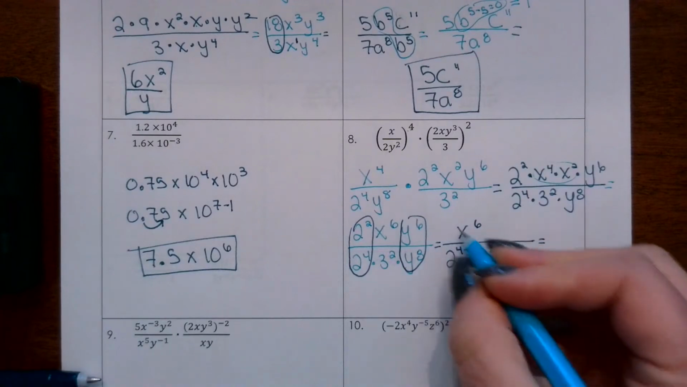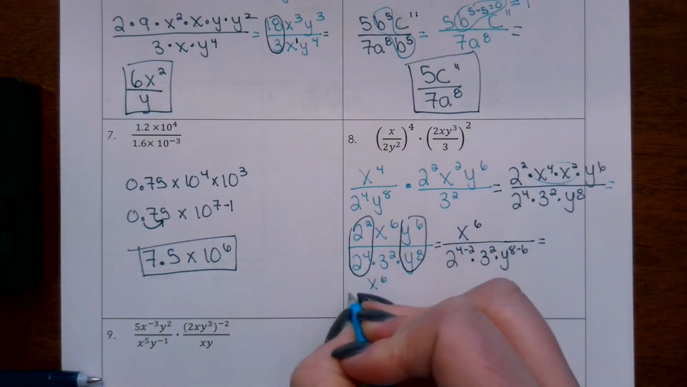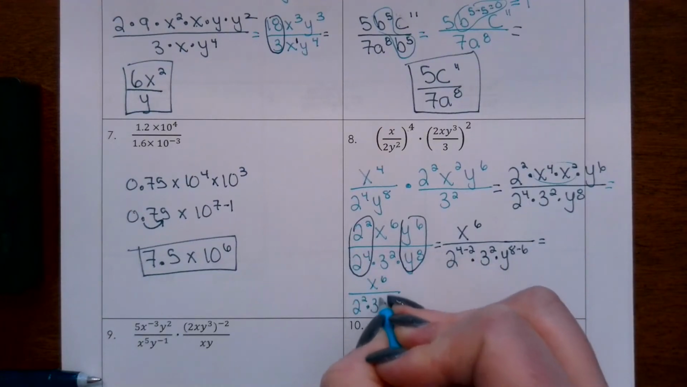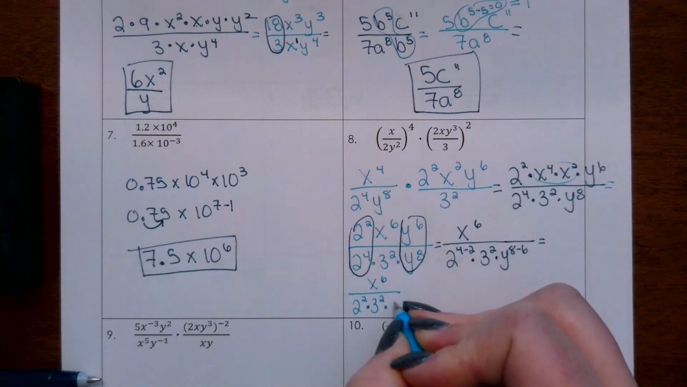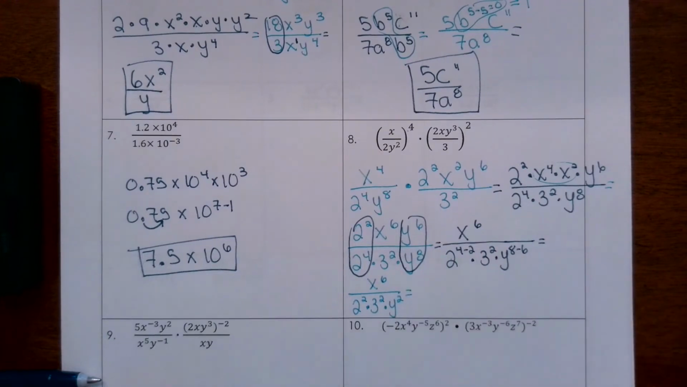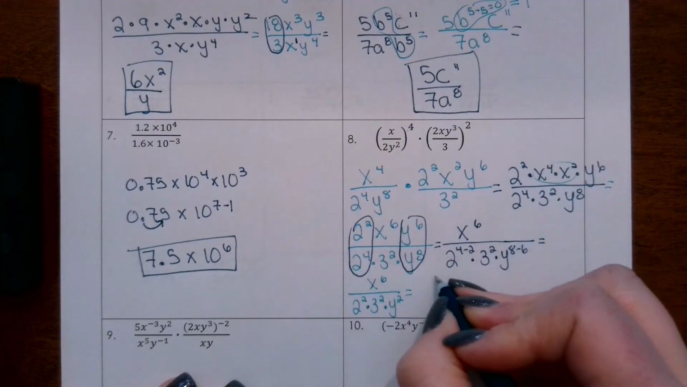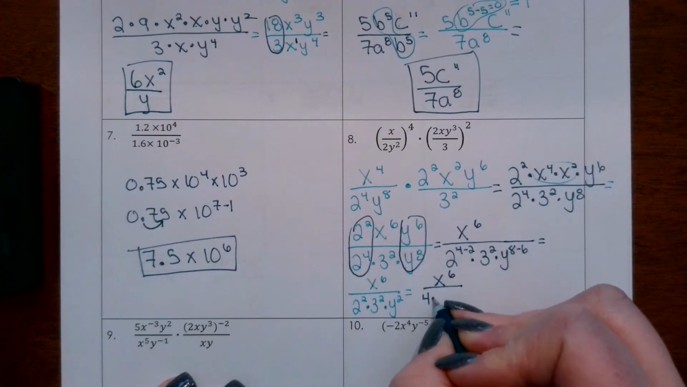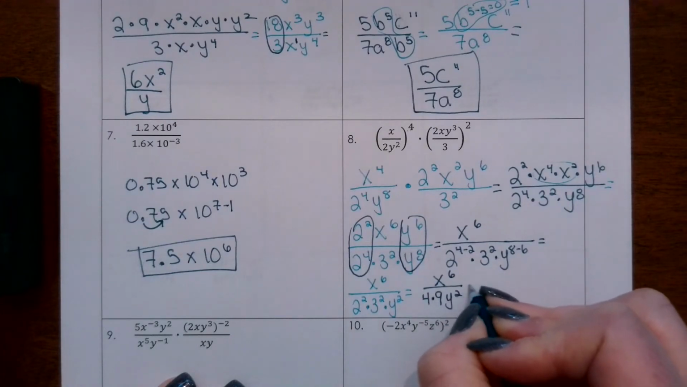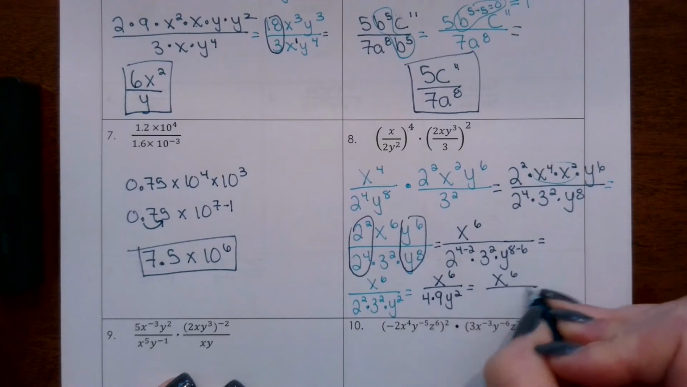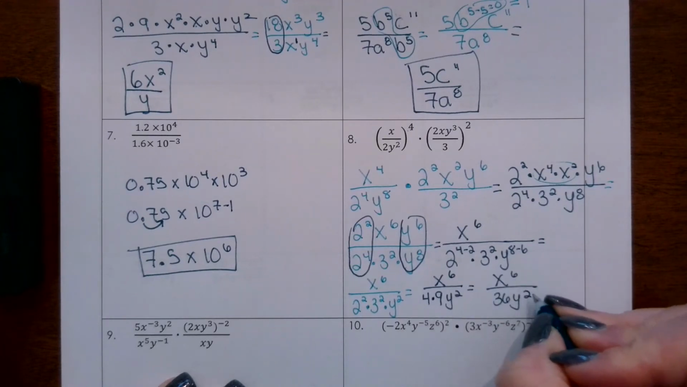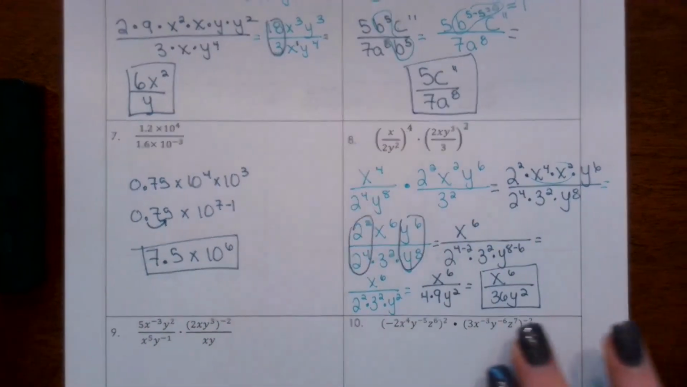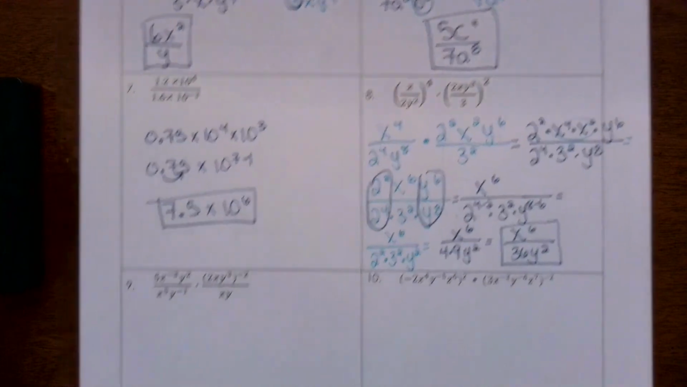So now I'm going to look here and I get x to the 6 in the numerator all by itself, 2 to the 4 minus 2, which is 2 squared, times 3 squared, times y to the 8 minus 6, which is y squared. All right, so I'm going to evaluate my exponents with their coefficients now. 2 squared is 4, 3 squared is 9, times y squared, and 4 times 9 is 36. So I always find it very exciting to look. You start with that, and it boils all the way down to x to the 6th power over 36y squared.